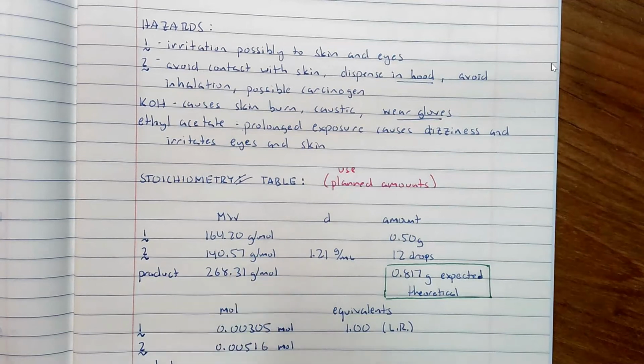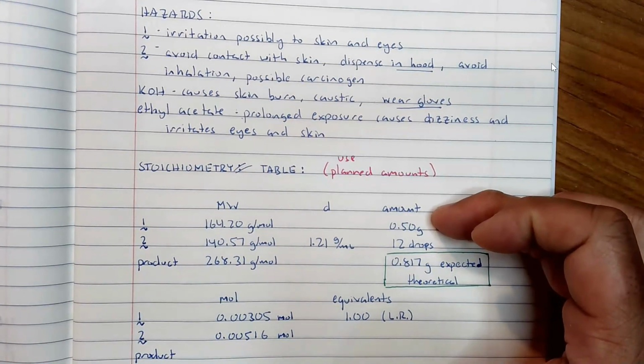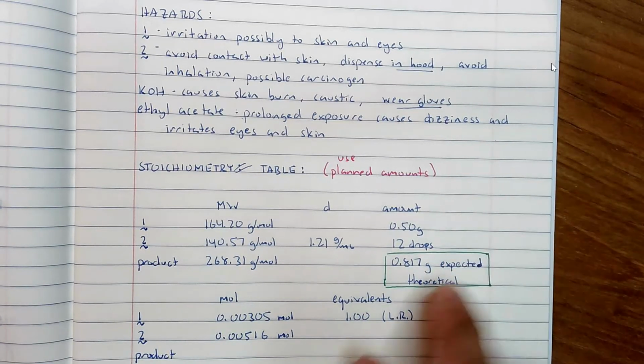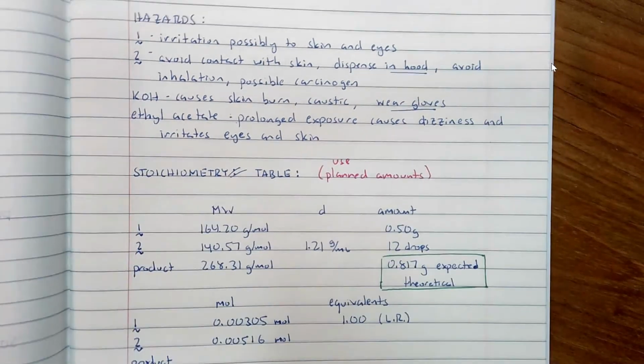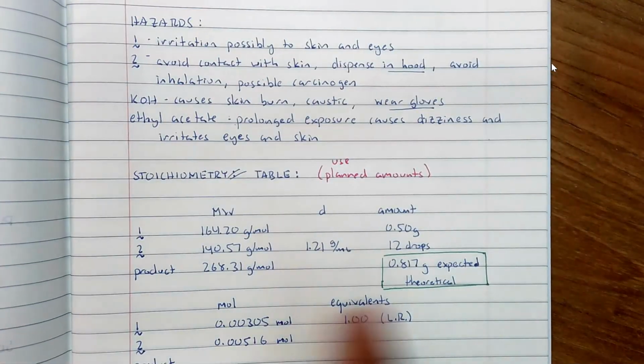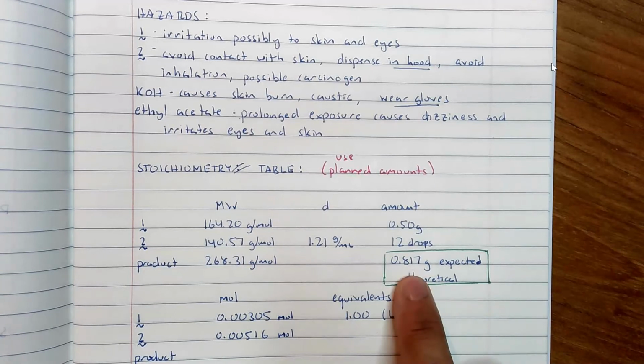We needed to convert the milliliters into grams. Okay. Then give the amount that you're using in grams, or in this case drops. What's in this box? That's our theoretical yield. That is the same number that we have in this box right here. And I put a little note here that it's expected. So this is not actually what we got, but this is what we calculated.